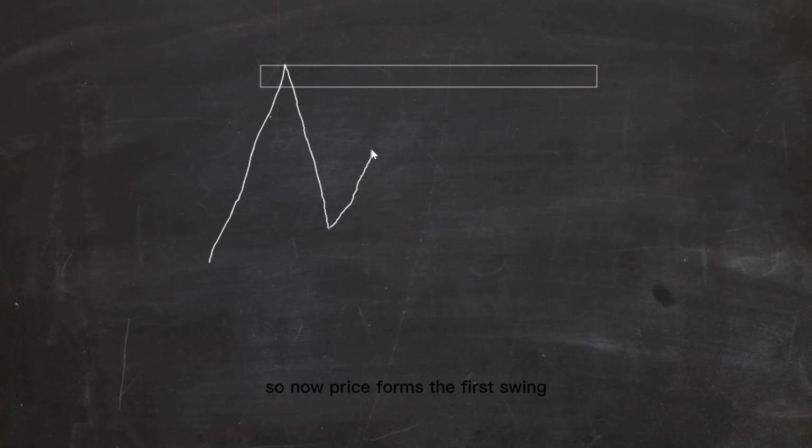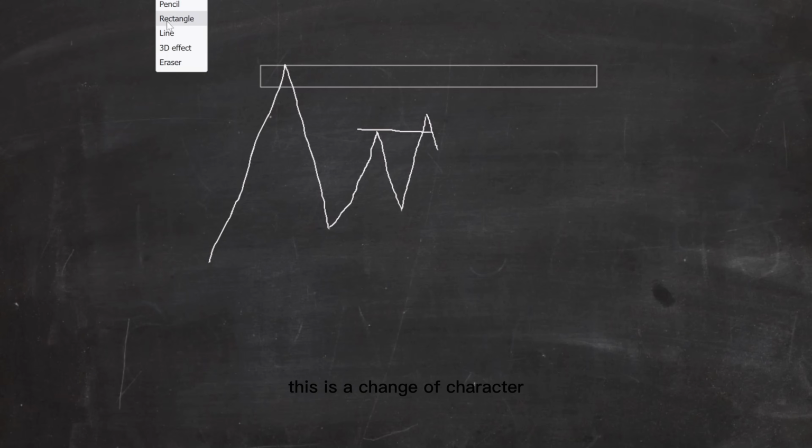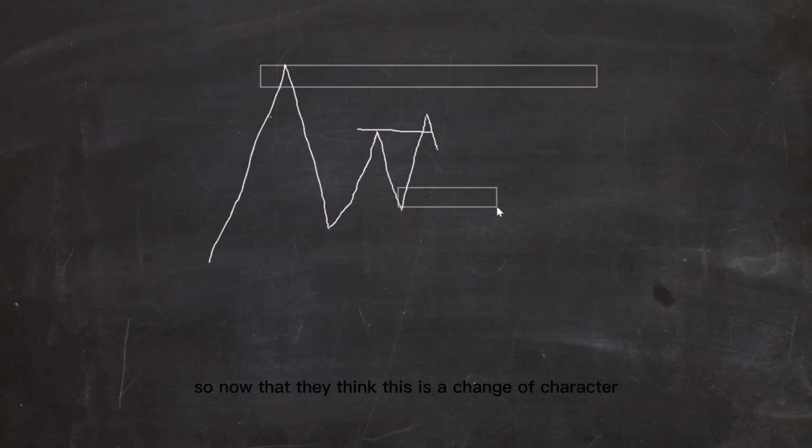So now price forms the first swing. This would be your initial inducement. Then price comes back up and takes the swing out, but then comes back inside the range. So now you have retail traders thinking this is a change of character. So now that they think this is a change of character, they'll think to get in a buy right here.